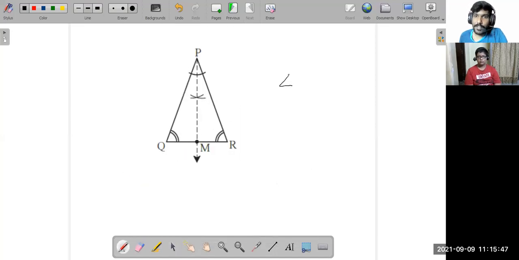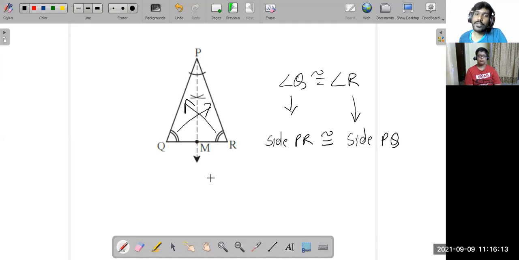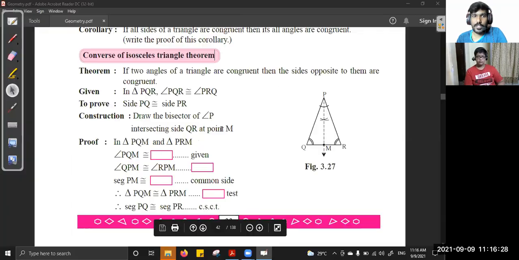So if you see angle Q is congruent to angle R, can you tell me which is the side opposite to angle Q? PR. And which is the side opposite to angle R? PQ. So if two angles are congruent to each other, then the sides opposite to them are also congruent. And after that, you can say that this is an isosceles triangle. Is the converse clear? Yes, sir. Okay. So I want you to complete this box for homework.